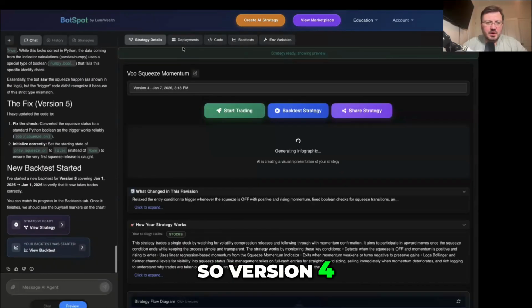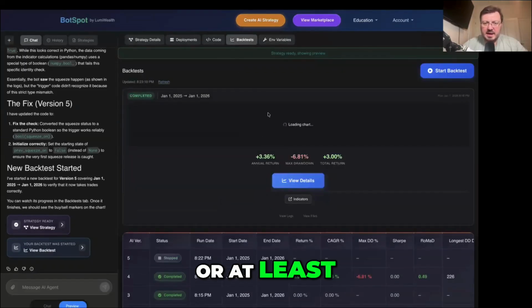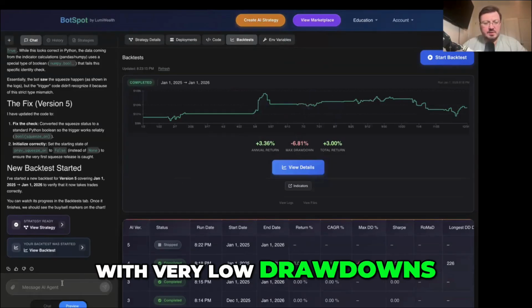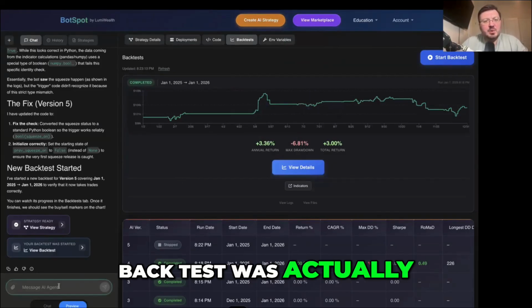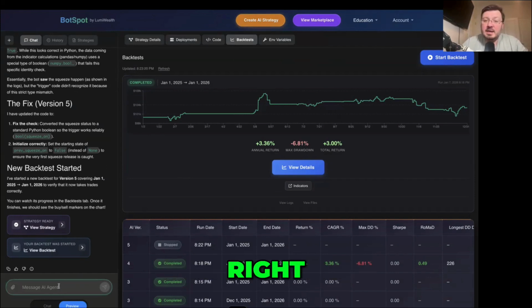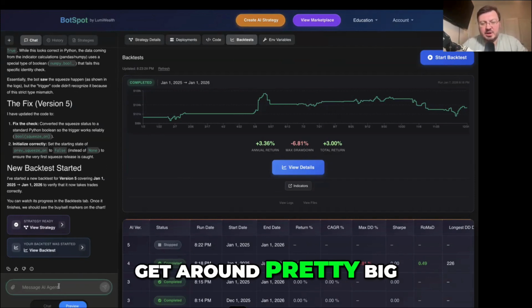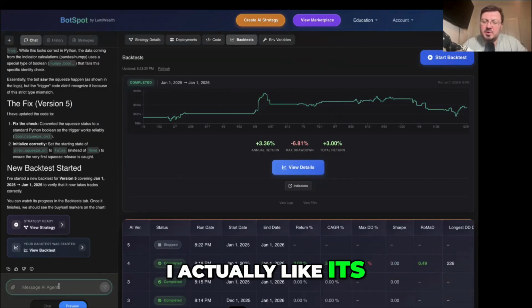Okay, so version 4 looking interesting. We got a good backtest result on it, or at least positive, right, with very low drawdowns. So this version 4 backtest was actually quite interesting. It did pretty well, right? It's positive. It seemed to actually get around pretty big drawdowns quite well. So I actually like its ratio between drawdowns and total returns. However, it didn't really make that much money.